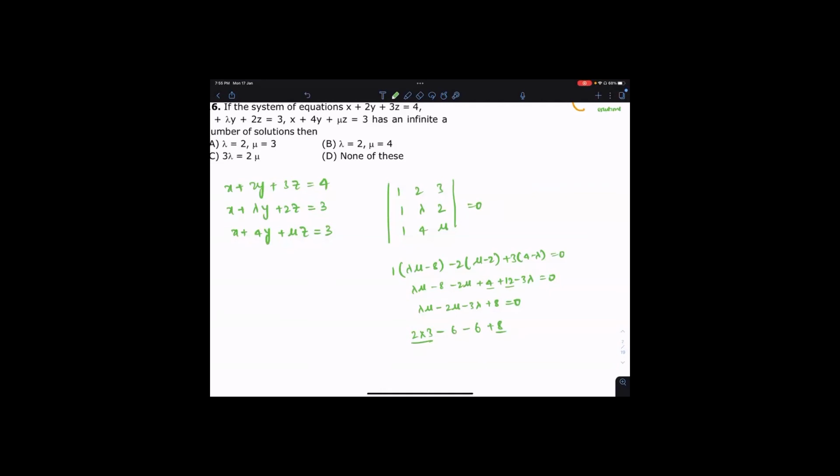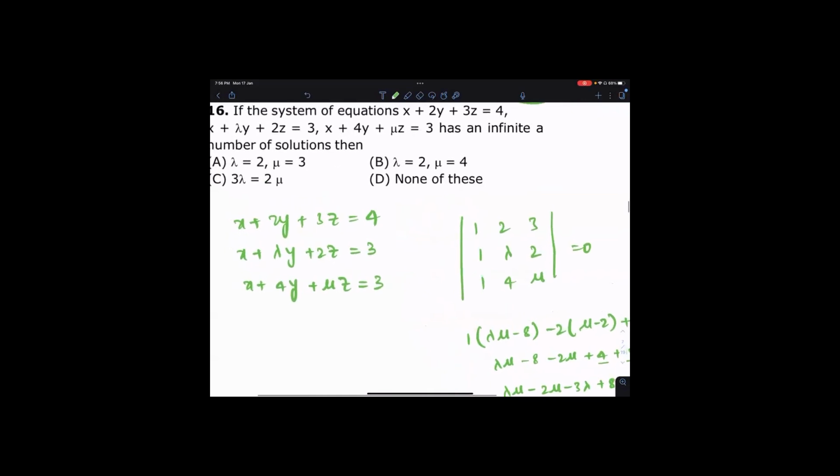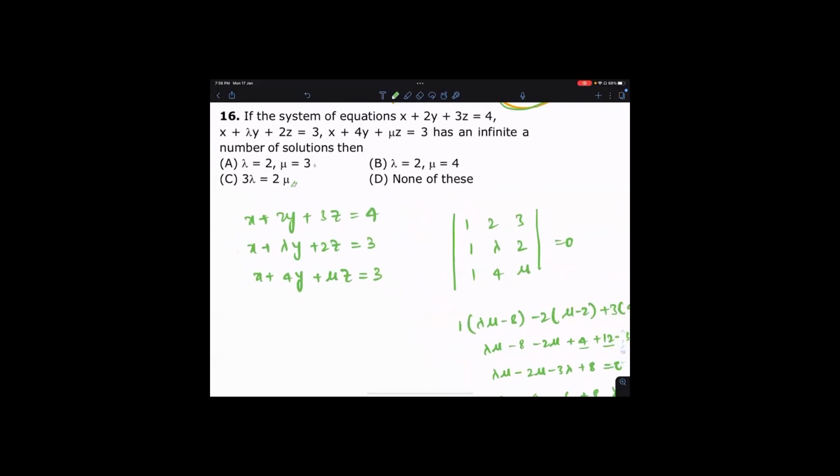Okay. So obviously it is not coming correct. 6 minus 6, but that is not. Lambda 2, mu 4. Put lambda 2. 2 into 4 minus, minus 3 into 2 plus 8. I think this also is not getting cancelled. No? Okay. So mu 3, lambda 2 we have already substituted. So this also is not getting satisfied. I think none of this should be the answer.